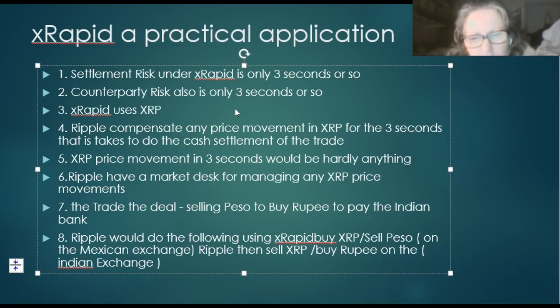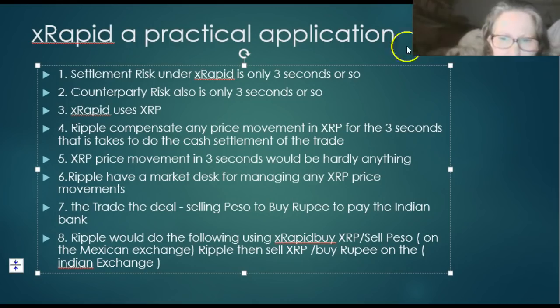So what would happen within the xRapid system is Ripple or the client will buy XRP and sell peso, because the client has peso and they want to convert that to rupiah, on the Mexican exchange. Then the next trade will be to sell XRP and buy rupiah on the Indian exchange. We know that they still haven't put laws in place for cryptocurrency exchanges in India, but there might be a foreign currency provider that sells XRP and buys rupiah. But you get my idea. You get my idea here, what's going on.